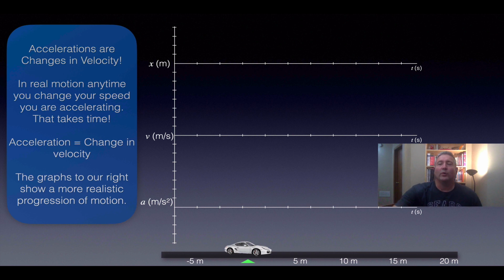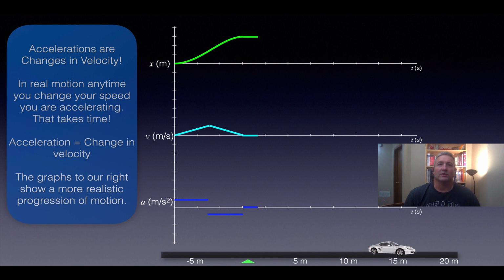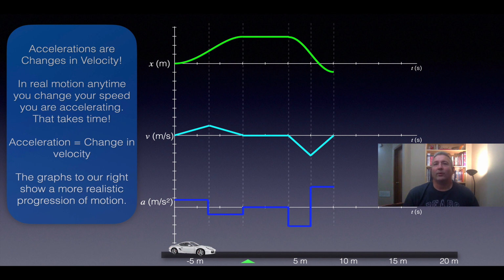So now we have a much more realistic look at this car, and you can see it speeds up and slows down, sits for a moment, then speeds up and slows down backward. And we get this graph of position versus time on the top here that is much more curved. Whenever you see a curve, that means the velocity is changing. So it's speeding up or it's slowing down, and that's what we see in the first two sections of time.